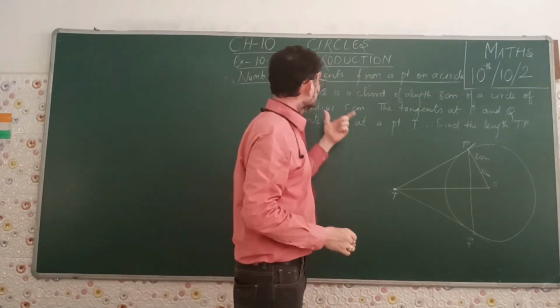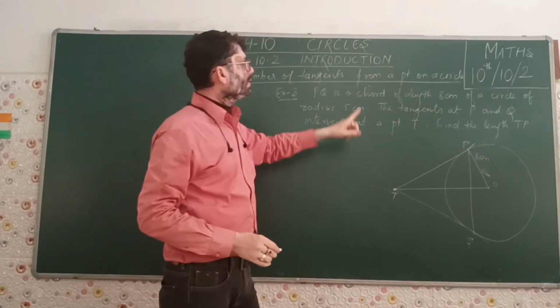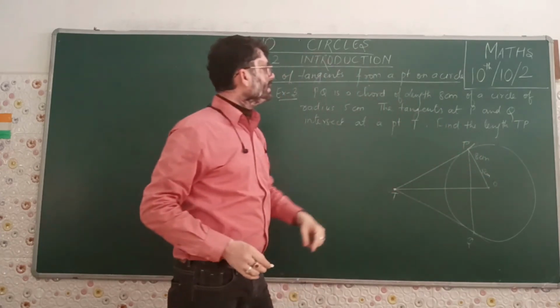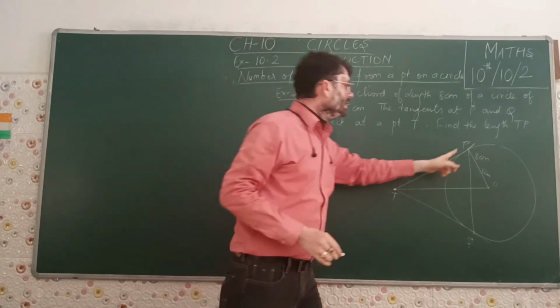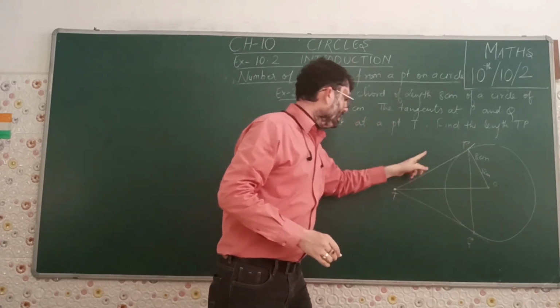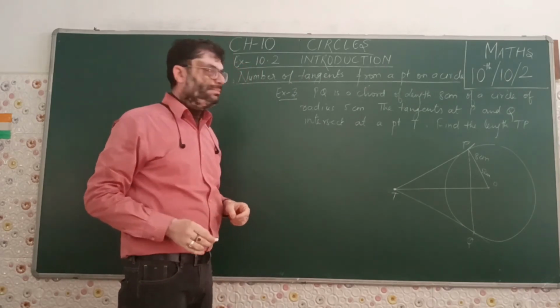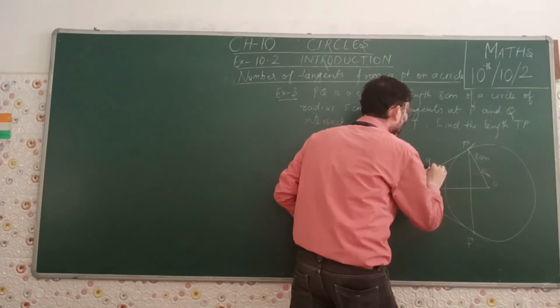Okay. Now this is what is given. PQ is a chord of length 8 centimeters of a circle of radius 5 centimeters. The tangents at P and Q intersect at a point T. And we need to find the length TP. We need to find this length TP and this length TQ.